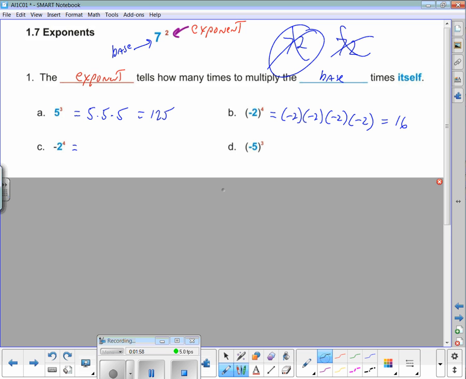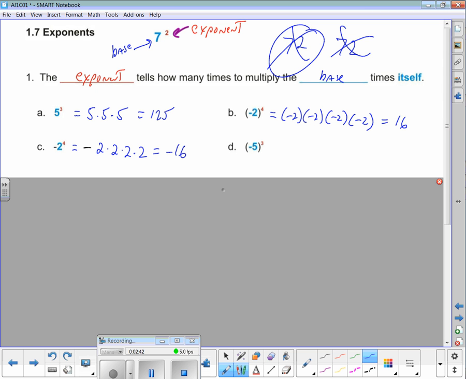However, in example C, I'm going to put that black negative and just keep it there. This is not negative 2 to the 4th power. This is the negative of 2 to the 4th power. So this is negative 2 times 2 times 2 times 2. And this one ends up being negative 16. And 16 doesn't equal negative 16, right? It's not the same. So beware of that. That's what's going to happen to you guys, and you've got to be aware of it. You've got to be careful.